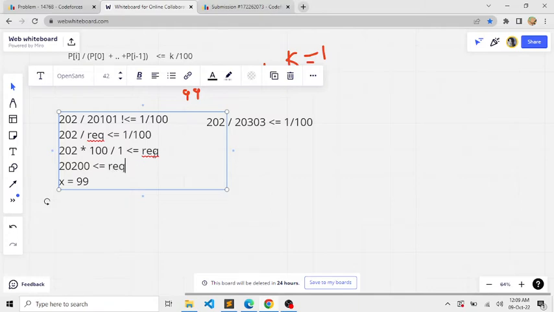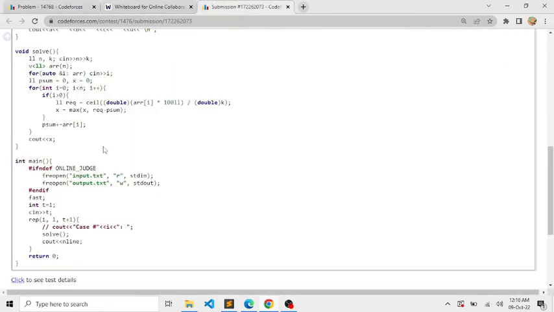Once we get the value of required, I have the previous sum, right? So I'm subtracting the required amount from the previous sum, and that would be my x. The previous sum over here I think was 20101. So 200 minus 20101 would be 99, which is one and the same. So this is what I am doing over here, I am calculating the required.